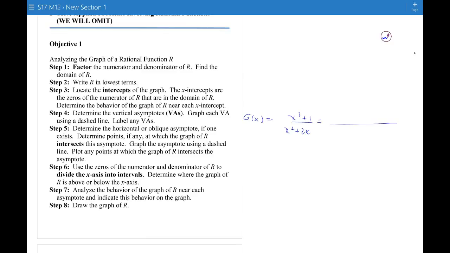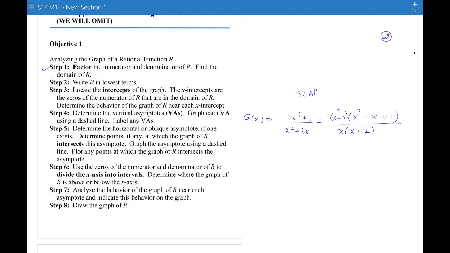This is what I was talking about the other day, that you have to remember how to factor sum and difference of cubes. This is going to be x squared and x and 1. Same sign, opposite sign, always positive. You can multiply that back together again to check if you want. And that's how you factor the sum of cubes. Then in the denominator, I just have a GCF of x, so I'm going to factor that out. So I factored out the numerator and denominator of r.